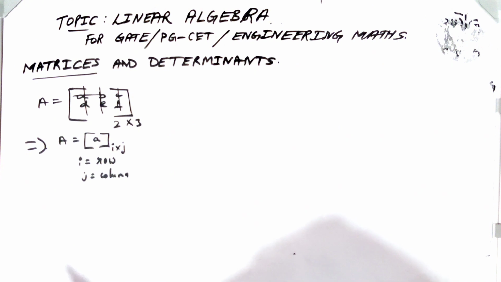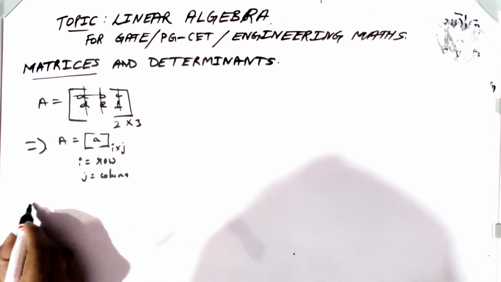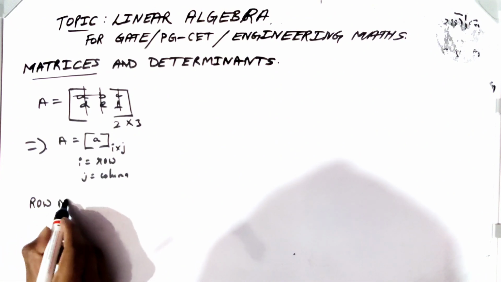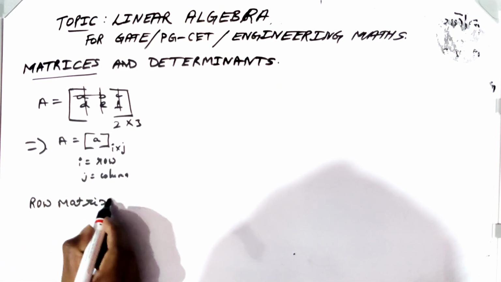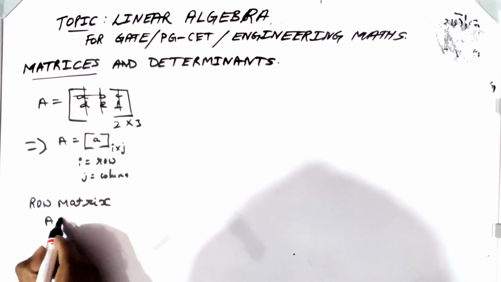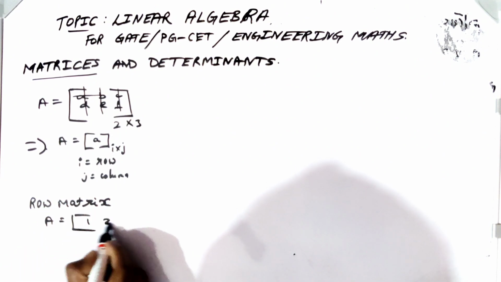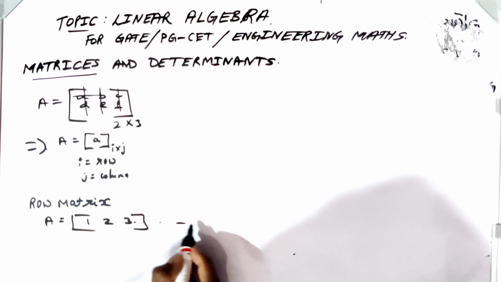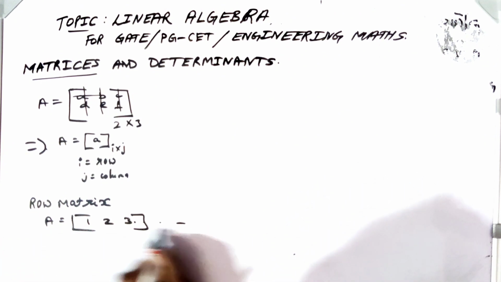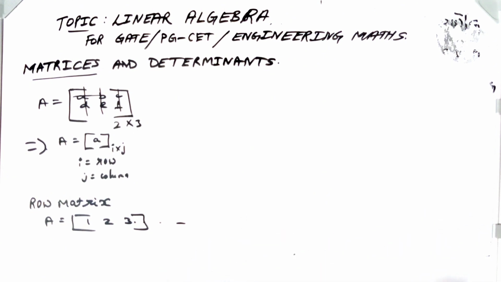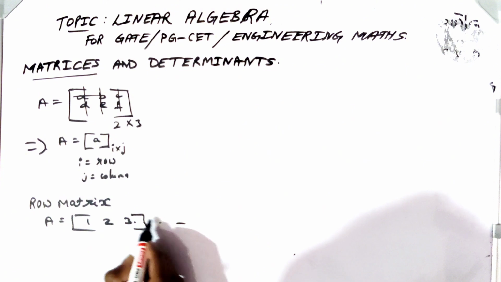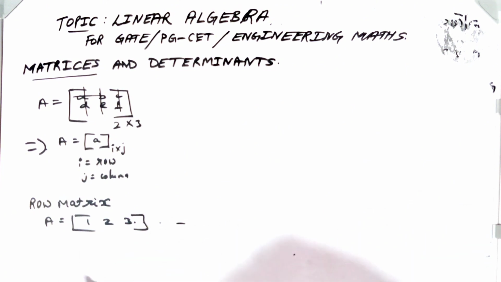The first type of matrix is the row matrix. A matrix is said to be a row matrix if it contains only one row. A is said to be a row matrix only if it is like this. It can contain n number of elements, but the condition is that only one row should be present.